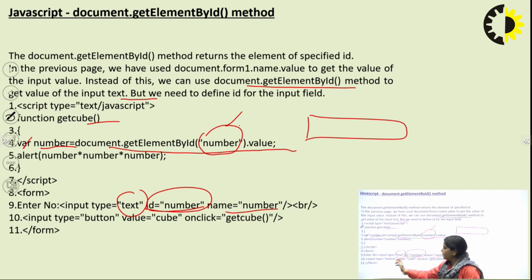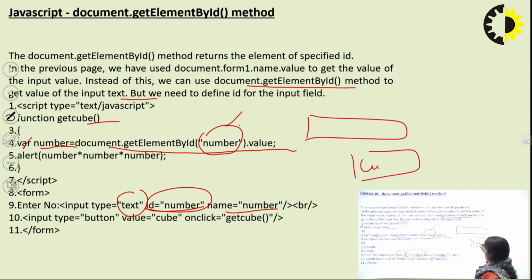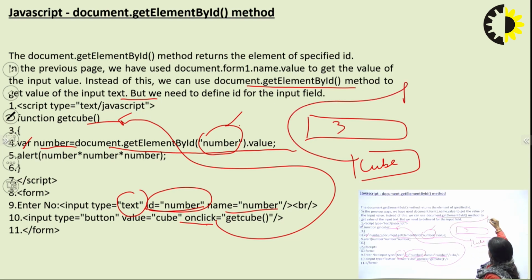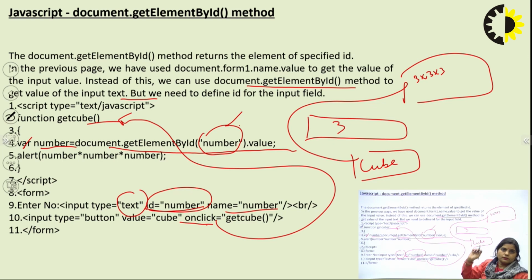After that we also have a button whose value is cube. Whenever we click on that particular button, onclick it will go to the getCube function, and there it will use document.getElementById. The id is number, so it will immediately take the number from here, and when we click, it will print the cube of that particular number: 3 cross 3 cross 3, the value 27, will be the output for this particular program.